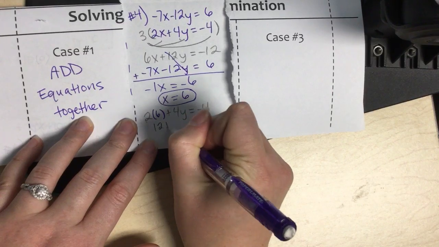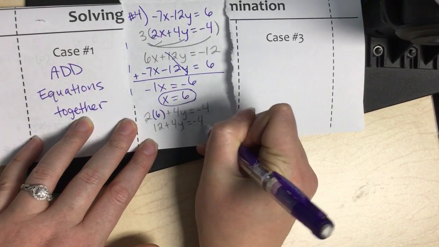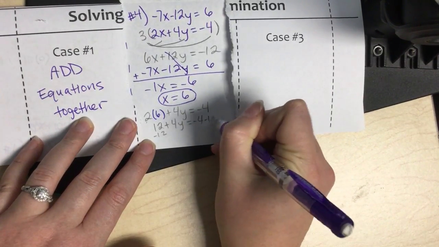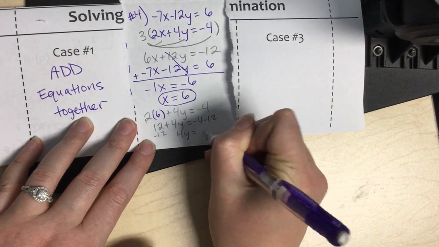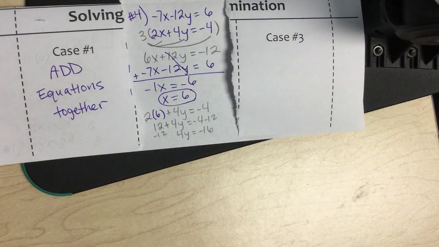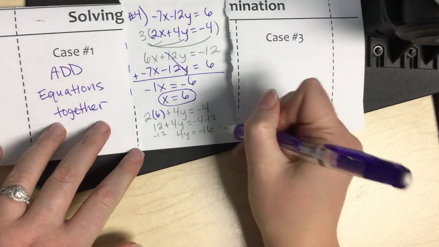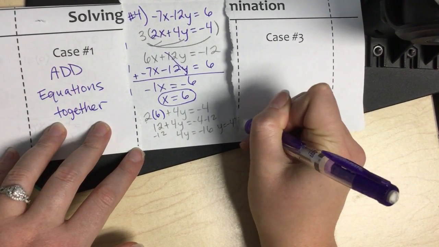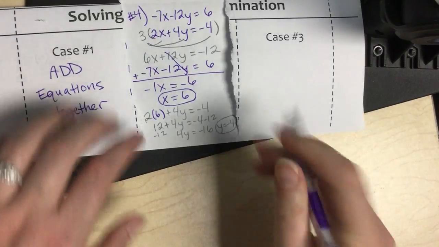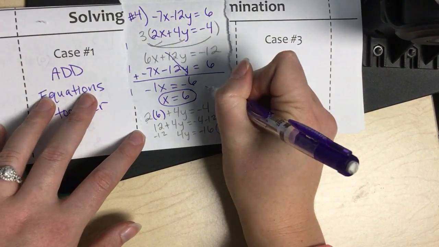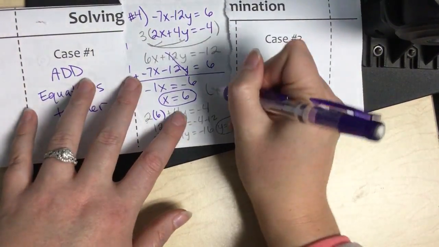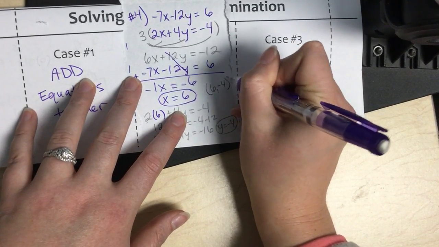All right, so this becomes 12. And then subtract the 12, which is negative 16. So y equals negative 4. All right, and then put it all together. My final answer is 6 comma negative 4.